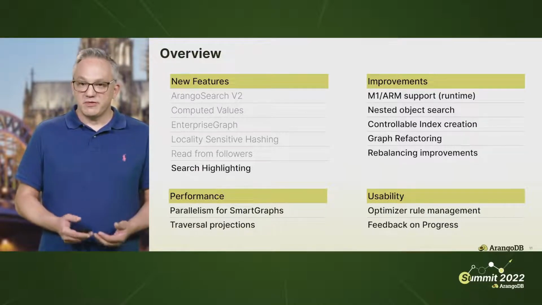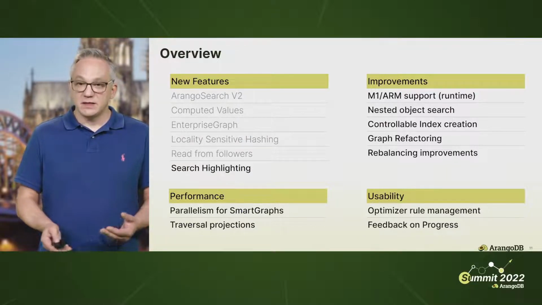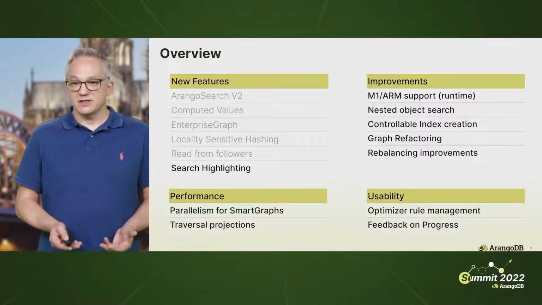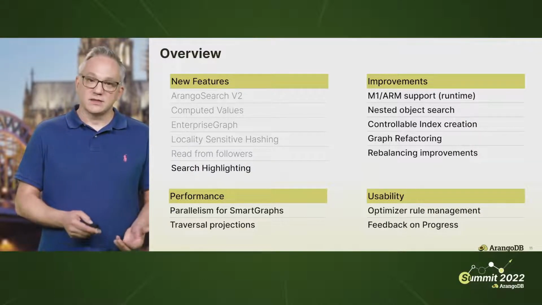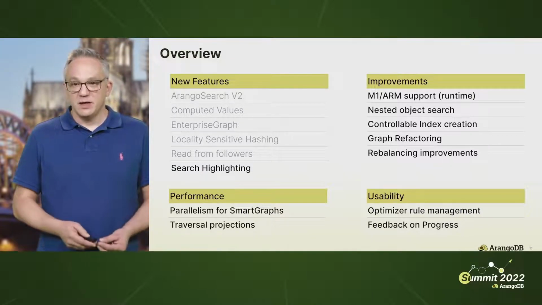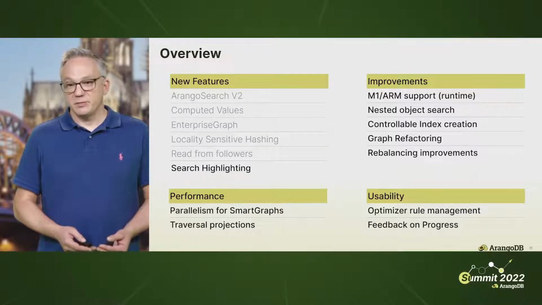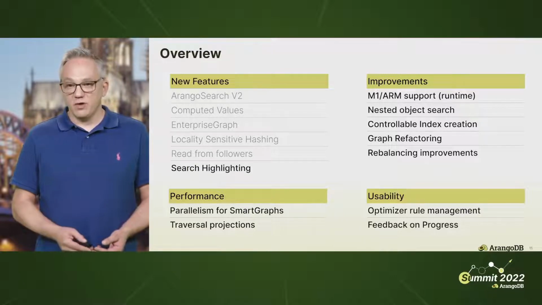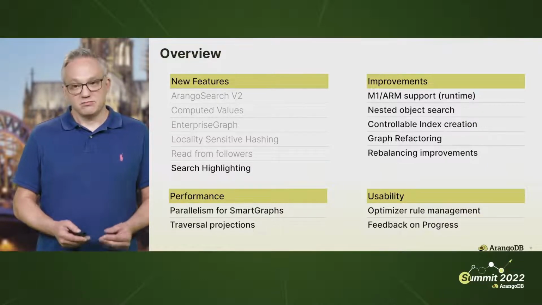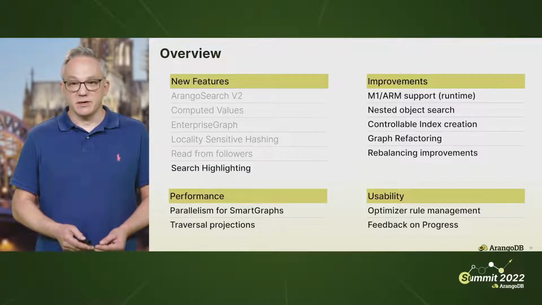Before I go to the graph refactoring, I want to say a moment about the rebalancing improvements. Rebalancing in a distributed database is a very important feature, and with 3.10 we invested a lot to make it much better and even more insightful. We will add even more features with the upcoming releases, especially with 4.0, which will also come sometime in the near future. We will speak about that at the end.